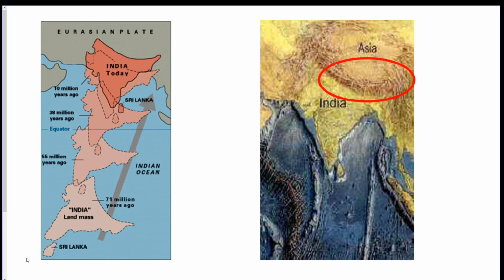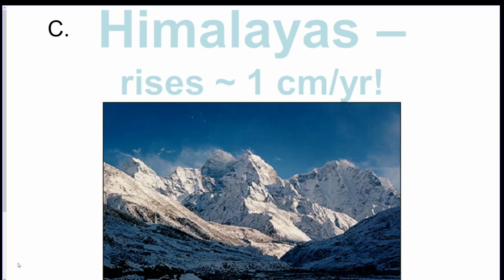Or you can have a mountain range, which is like Mount Everest. You might have heard of it. And these plates are still moving towards each other, which is actually making Mount Everest rise every year.